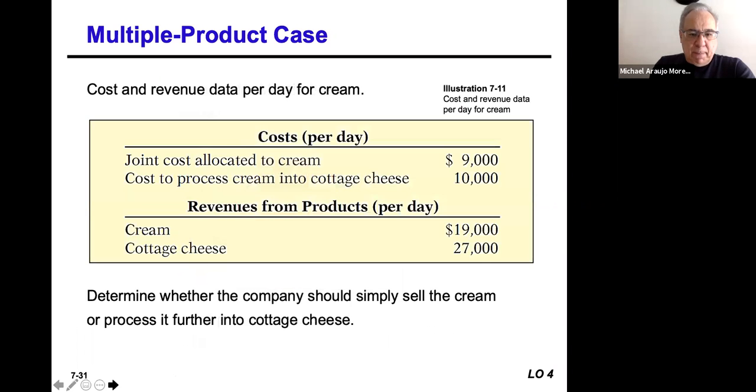So let's see what we can do. Here is our cost and revenue data for cream. Our joint cost is 9,000, and our cost to process the cream into cottage cheese is 10,000. Our revenue to sell the cream is 19,000. These are per day figures. And our revenue from selling the cottage cheese would be 27,000 per day. So should this dairy simply sell the cream or process it further? Let's find out.